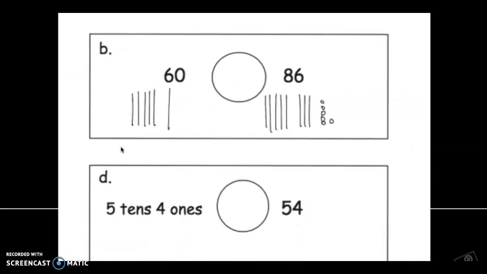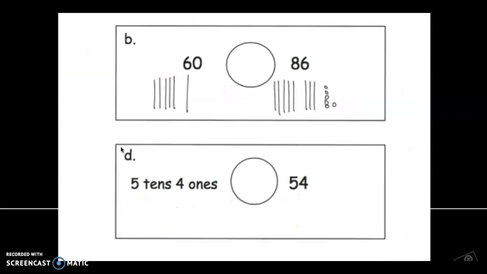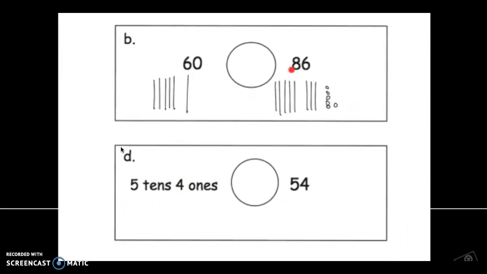But once we've done that, we've now done the legwork to say that 86 is bigger than 60, so that means our alligator is going to want to eat the larger number. So he is facing the larger number and he's about to eat it, and if you want, you're welcome to put in teeth.